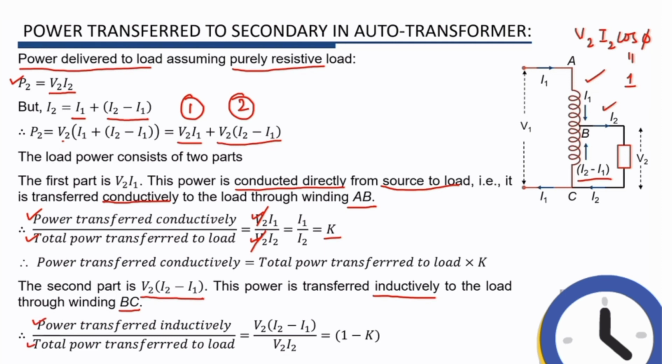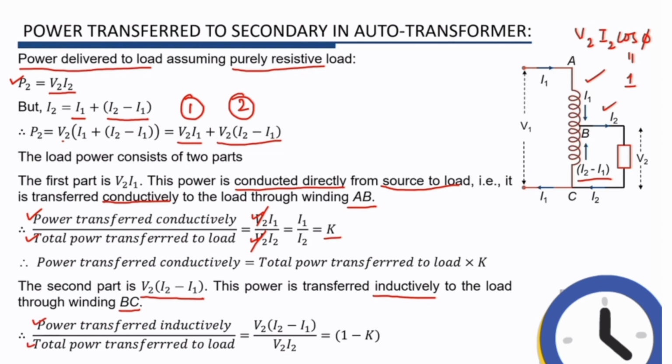Then what will be the current passing through the common winding B and C? It is confirmed that the current I1 coming from the supplied voltage V1 passes through the primary winding as well as the secondary winding, and the current I2 is going to pass to the load. Then what will be the current flowing in the BC winding? We take I2 minus I1 as the current passing through the BC winding. So the secondary current I2 is equal to I1 plus I2 minus I1.